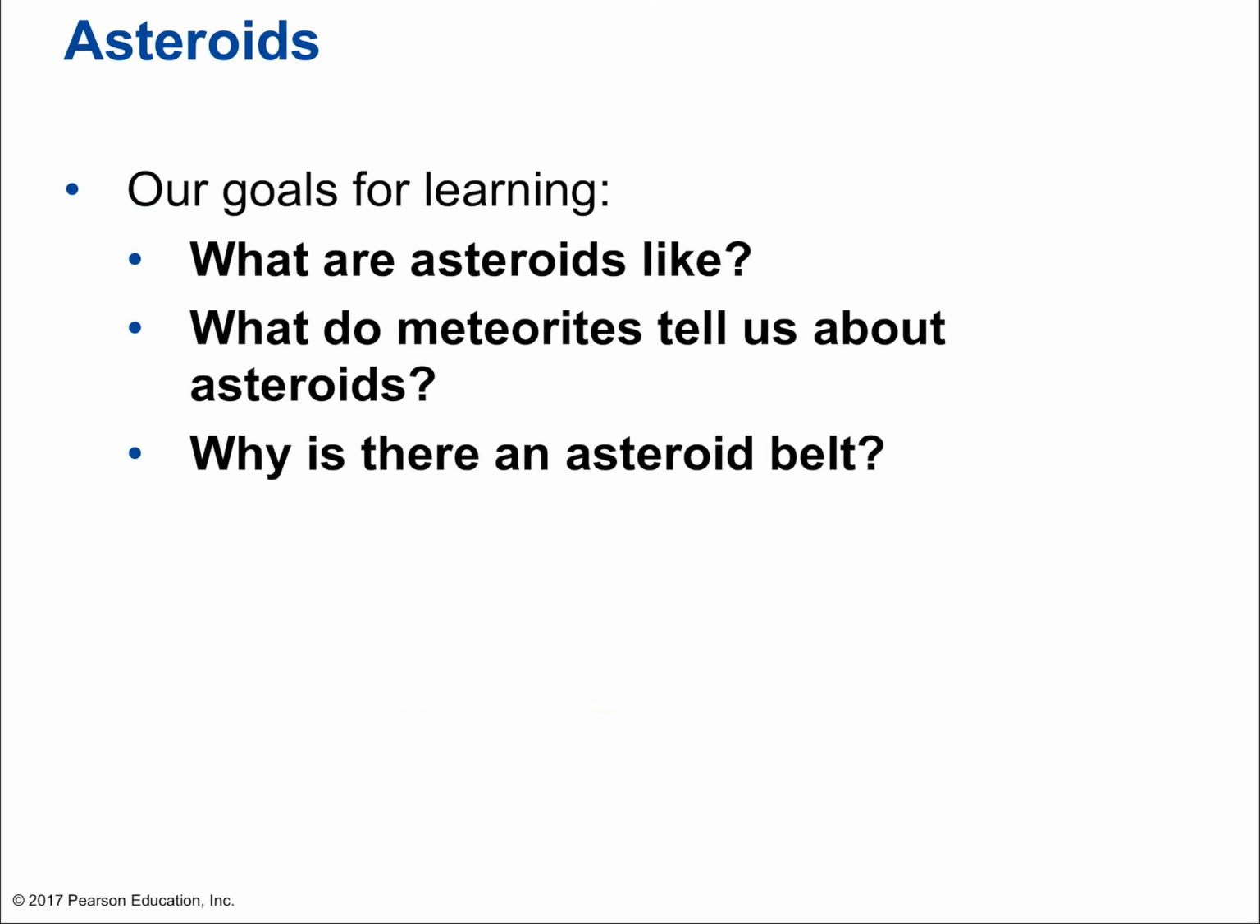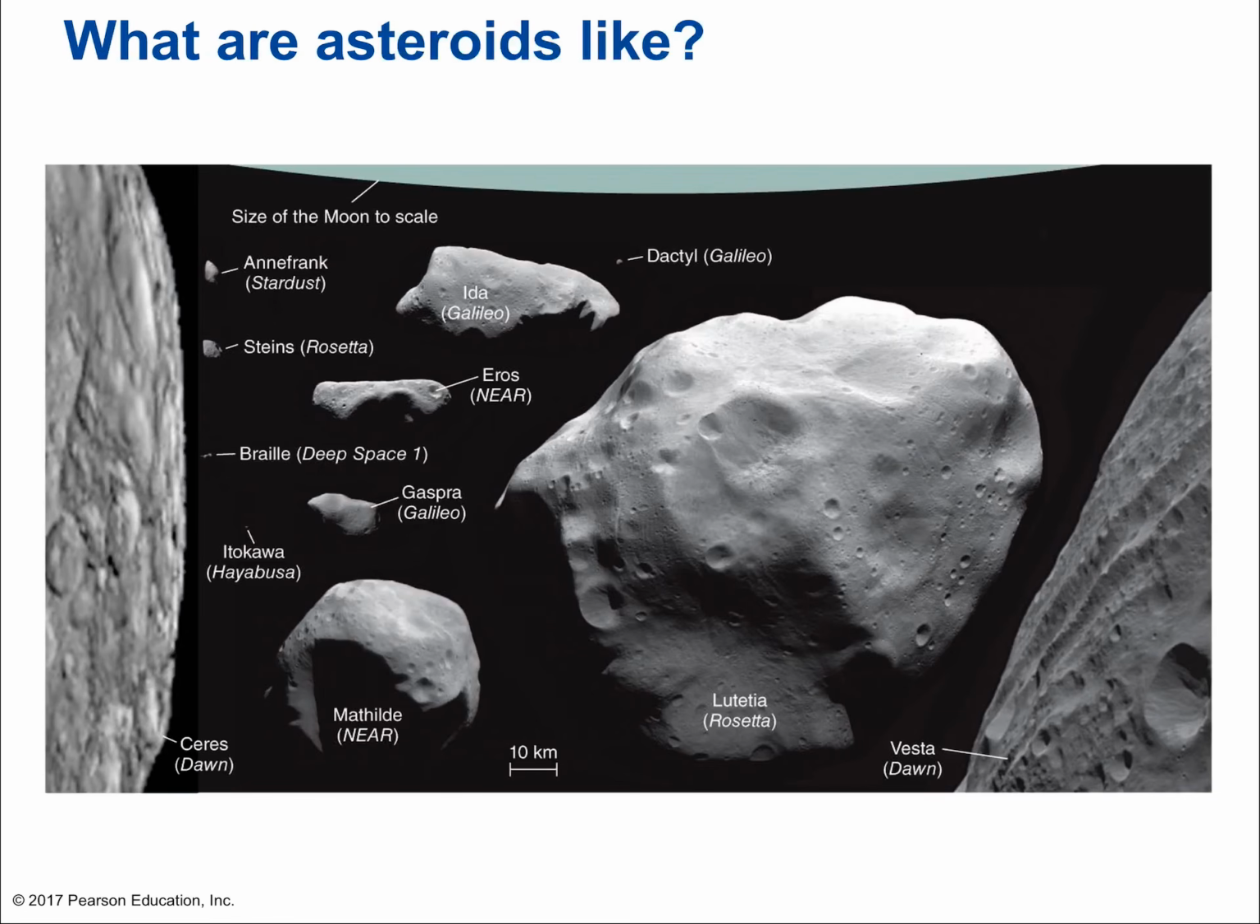All right, so let's talk more about asteroids. What are they like? What do meteorites tell us about asteroids? And why is there an asteroid belt? That's a great question. Here are some cool examples of asteroids. We've got giant Ceres over here, the true dwarf planet. Vesta's pretty big, but it's not quite a dwarf planet. It's too misshapen. And then you've got all the ones in between, like Eros, just about 30 kilometers long, Lutetia, all kinds of asteroids. And this is just a tiny, tiny sampling.